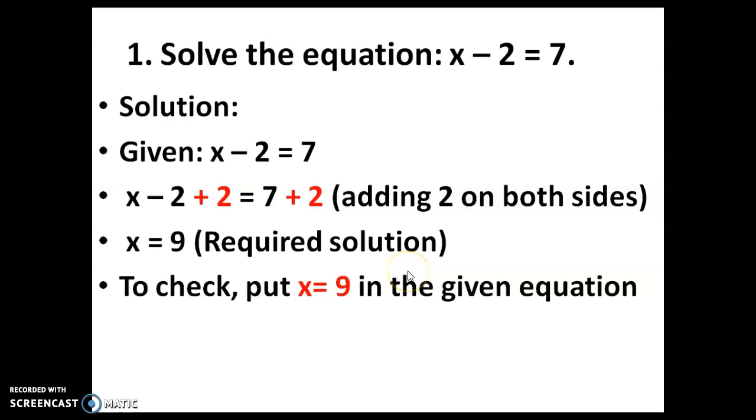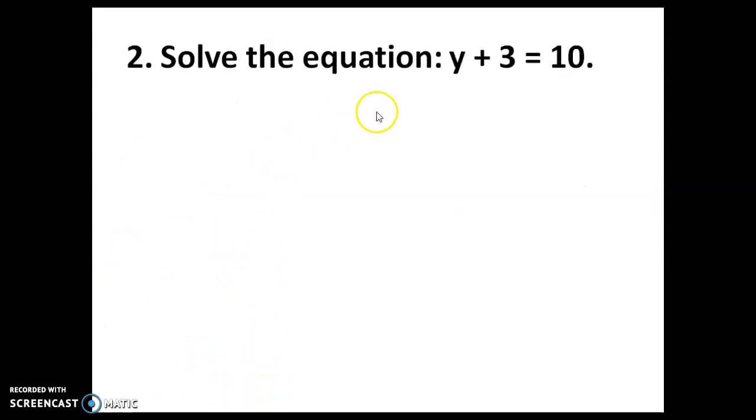To check whether this is correct or not, since this is the first problem, I am doing this check. In the further problems it is not required. If you substitute x equal to 9 in the equation, 9 minus 2 is 7, so 7 equals 7. Then the answer which we found is correct. Since this is the first problem we are checking, but it's not required in the other problems.